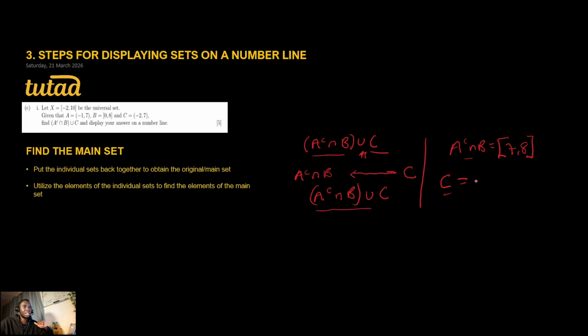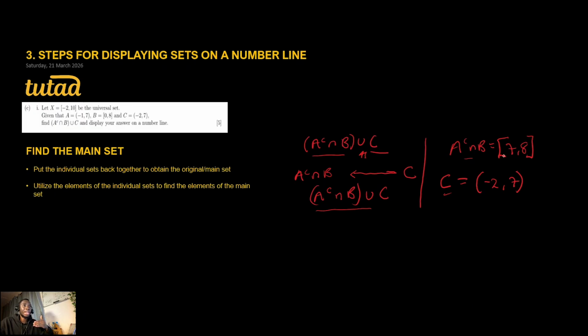So let's describe C using interval notation. So we have (-2, 7). So these are the elements in set C. The lower boundary is -2 and the upper boundary is 7. However, the lower and upper boundaries of the set C are not part of set C. So A complement intersection B is a closed interval and set C is an open interval.